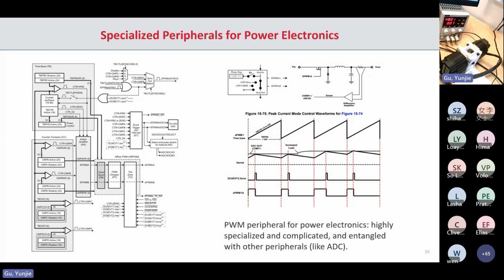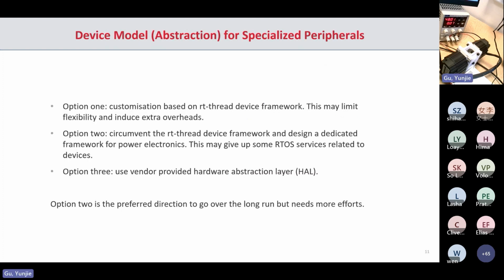The PWM and ADC are also interlocked. The PWM may trigger the ADC, and the ADC may set different duty cycles for the PWM, which is very different from the conventional PWM and ADC. And there are 3 different options.